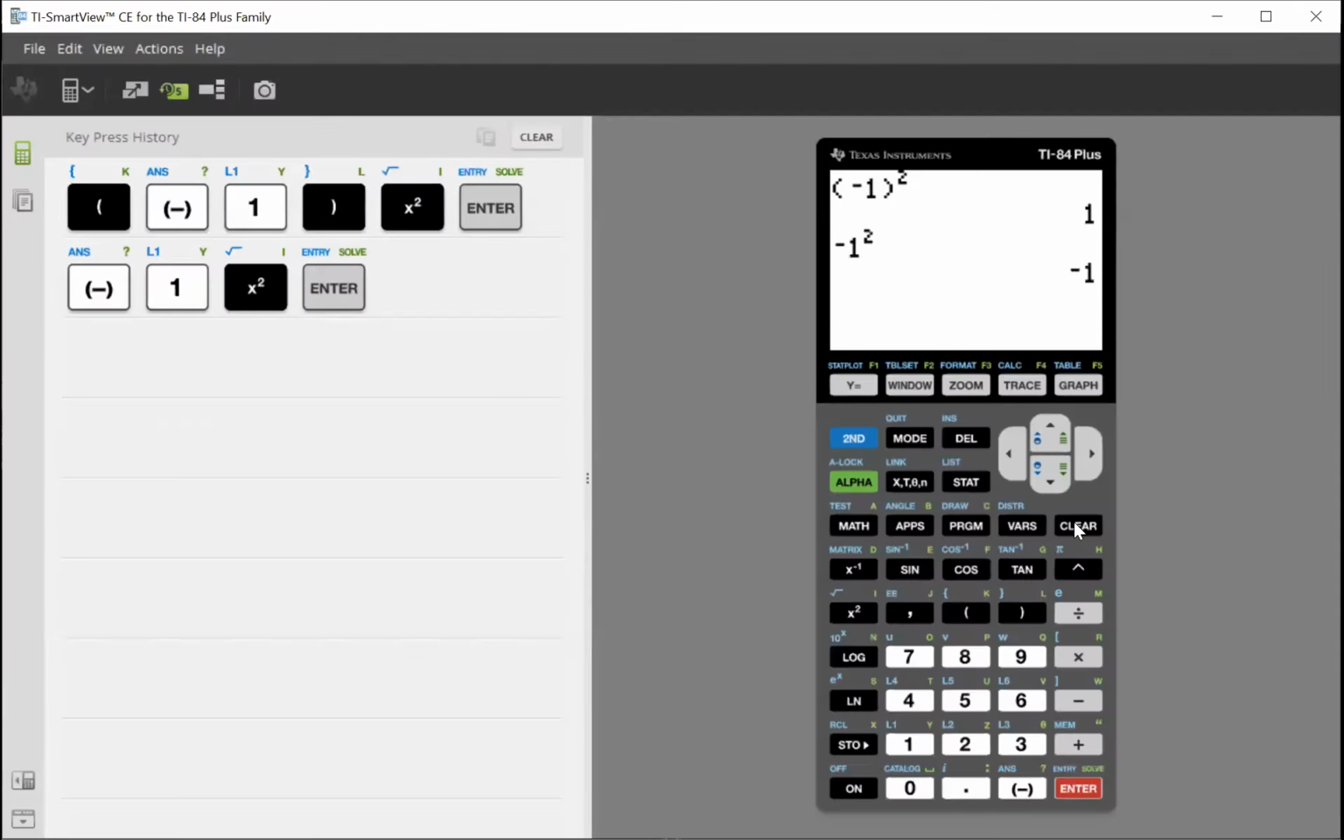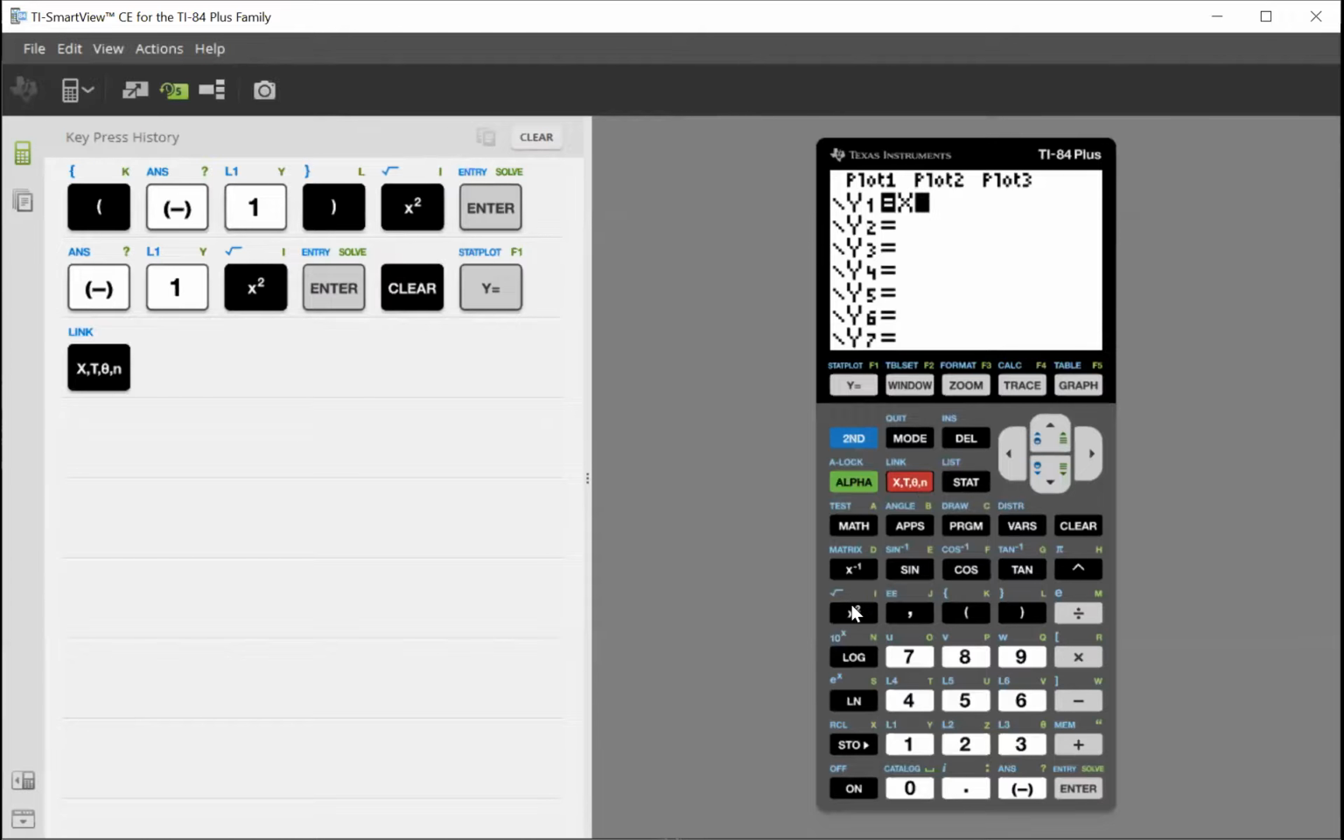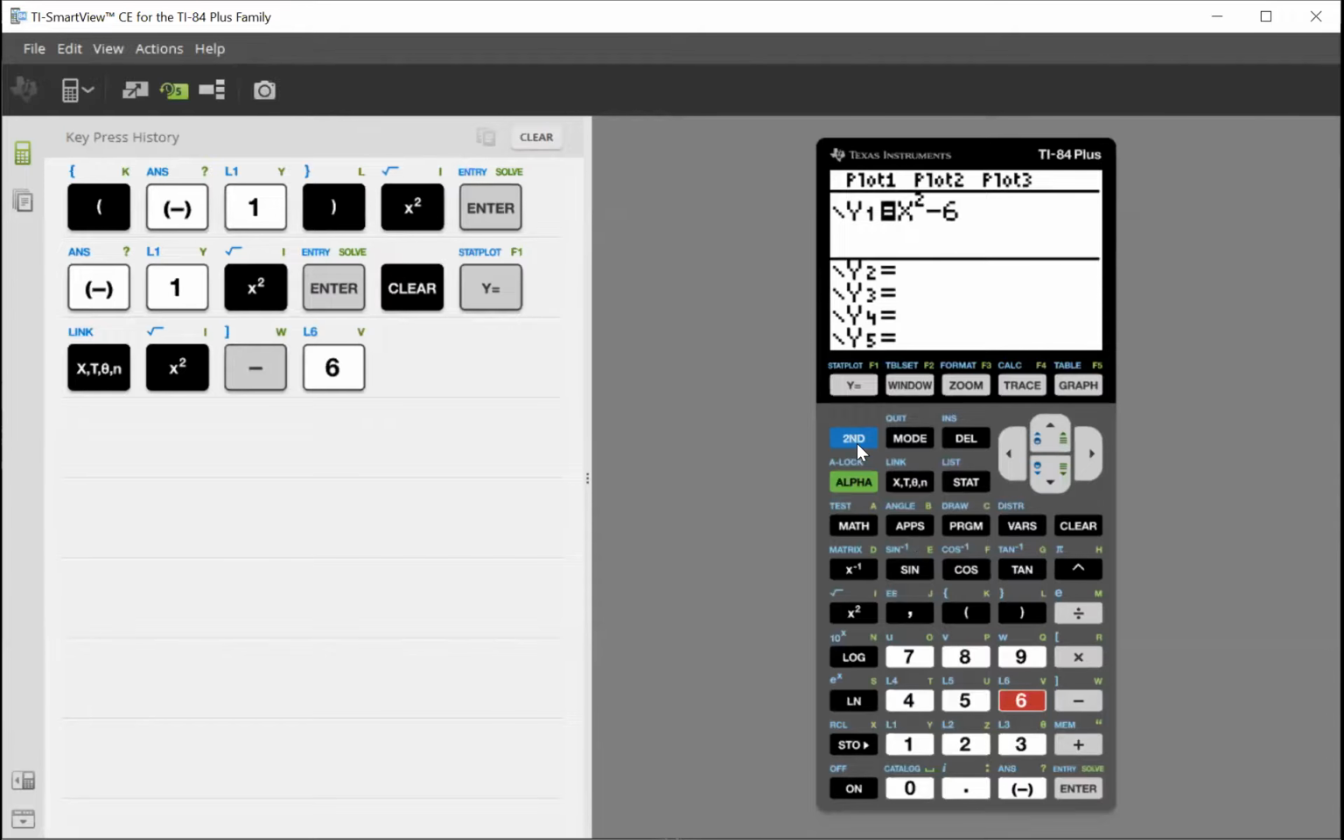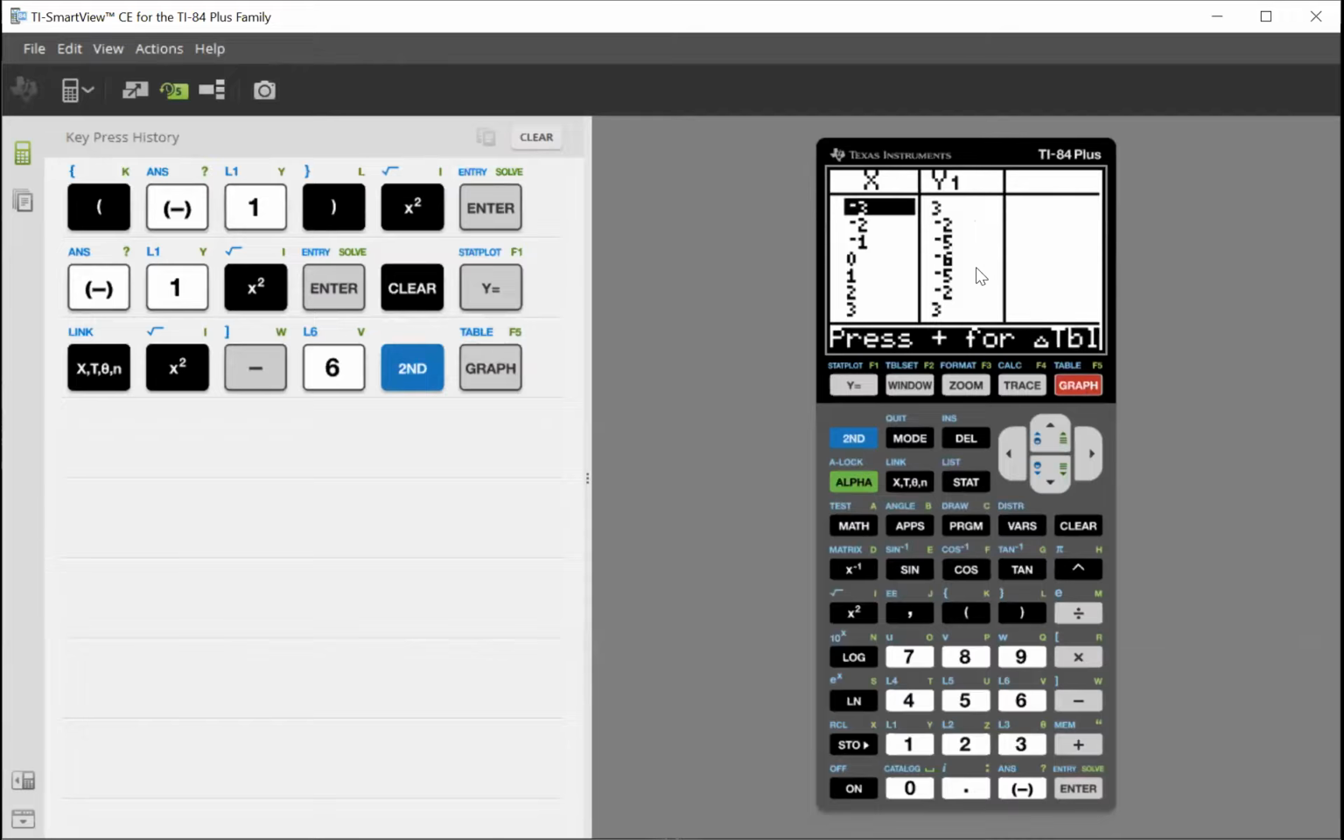Those of y'all that like the calculator would go to y equals, punch in x squared, so there's my x, square it, minus my 6. So let's look at this table, second graph. See how it's symmetric? At 0, we had negative 6. Negative 1 and 1 both have negative 5. Negative 2 and 2 both have negative 2 and so on, okay? So I'm going to go to Math Lab and try to graph this.